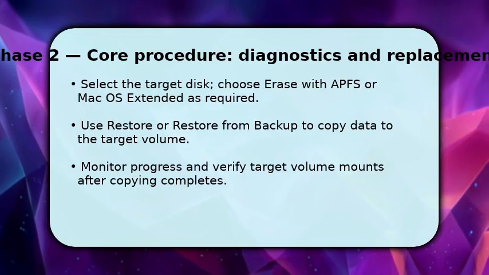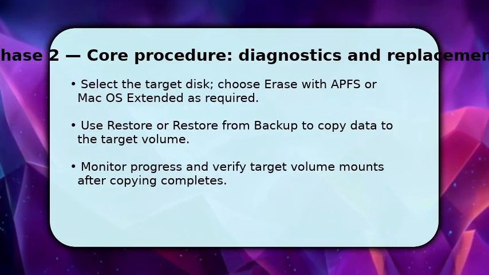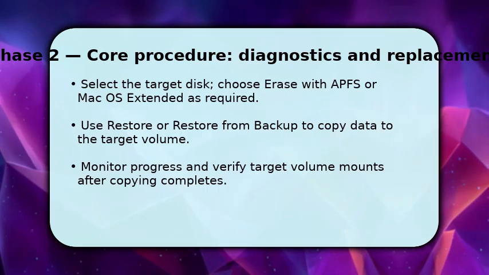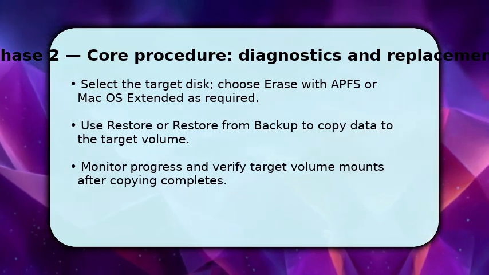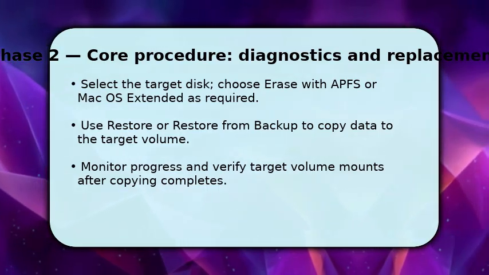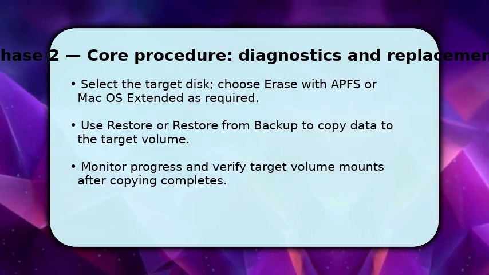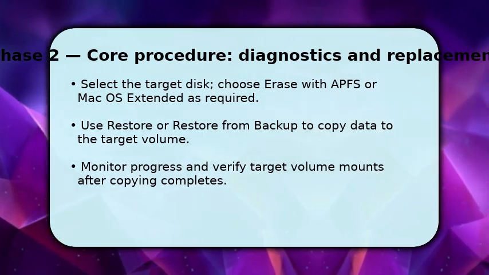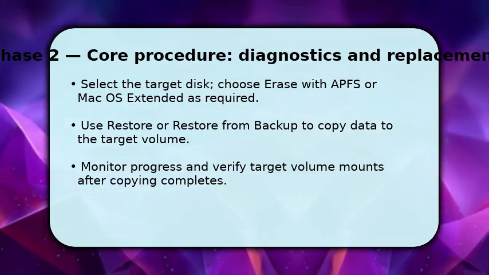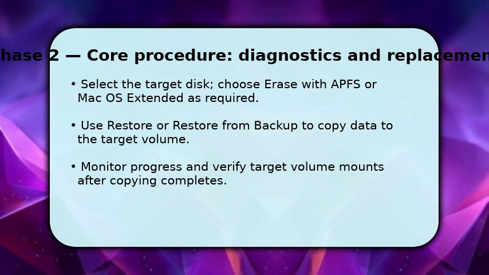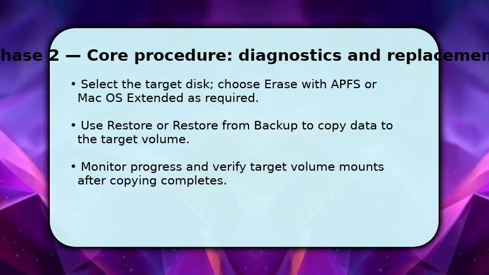Once formatted, choose Restore in Disk Utility or use Restore from Backup if using a disk image or Time Machine snapshot. This clones file structures and permissions. While restoring, watch the progress bar and look for errors. If the process pauses, check cables and available free space. After completion, confirm the volume mounts and shows expected size.